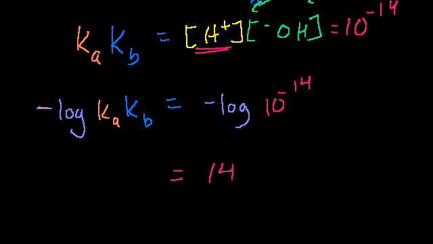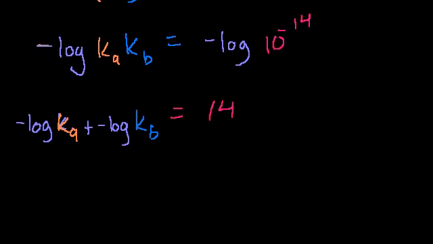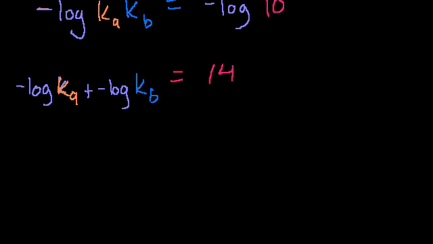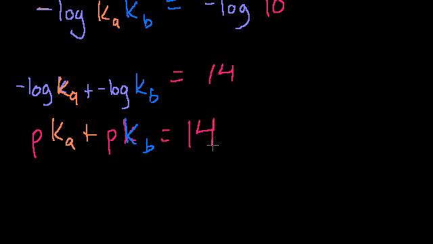And for this one, we could use log properties. This is the same thing as the minus log of Ka plus the minus log of Kb. Or you could think of this as your pKa, and this is your pKb. So you could say this is pKa plus pKb, and all of that's going to be equal to 14.